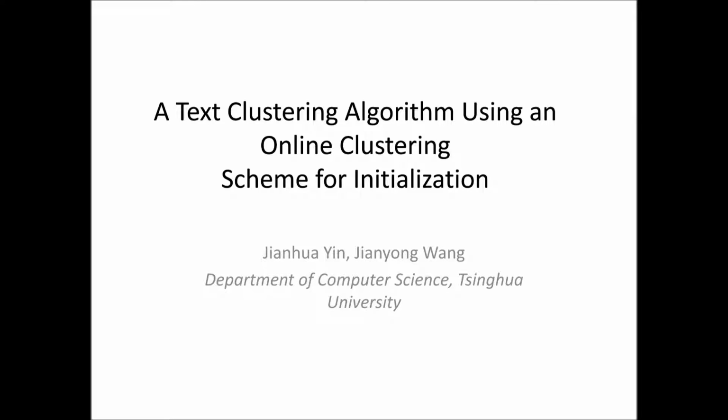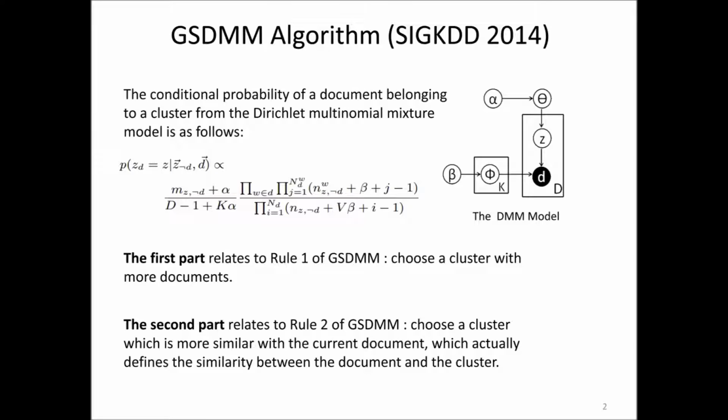I'll introduce our work called a text clustering algorithm using an online clustering scheme for initialization. In our KDD2016 work, we introduced the FGSDMM algorithm for text clustering, which represents each cluster as a large document combined by the documents in the cluster and records the size of each cluster.